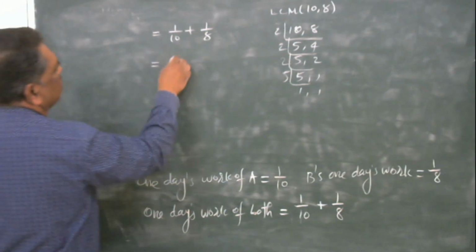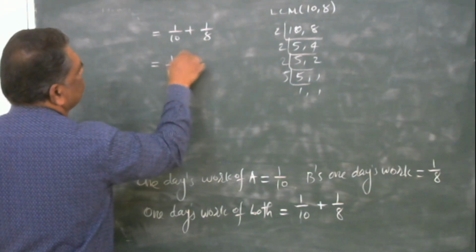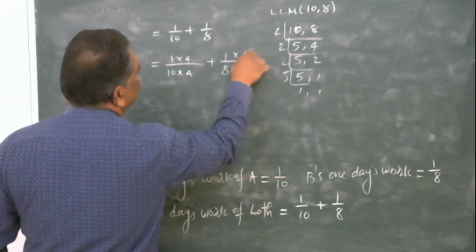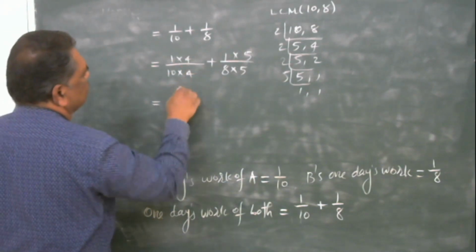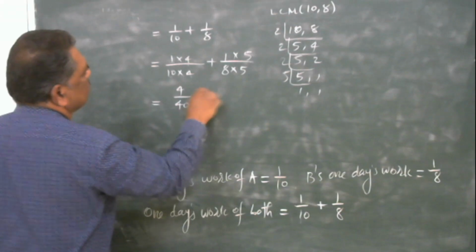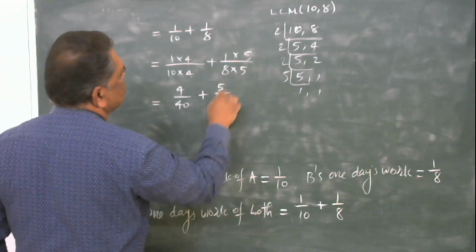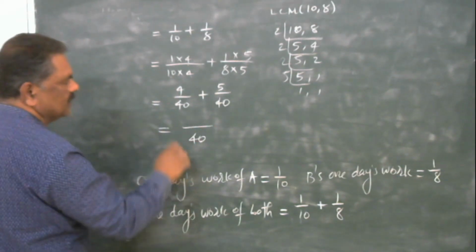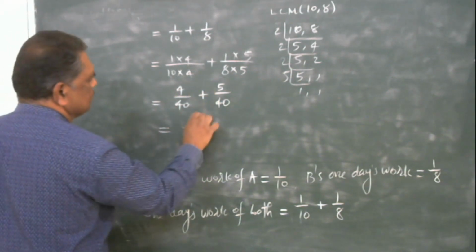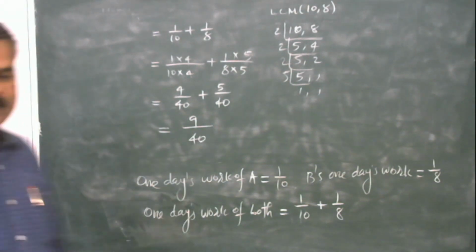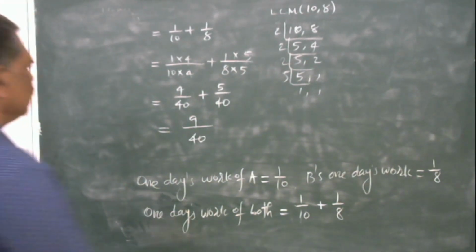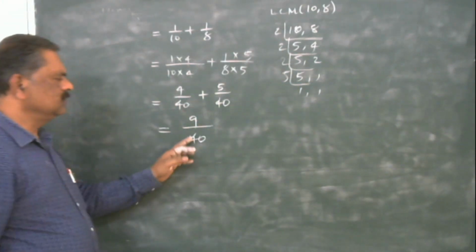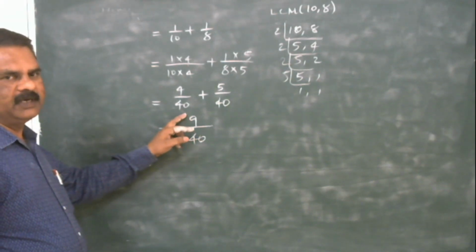So how do you bring 40? Equivalent fractions: multiplied by 4, 4, plus 1/8 equivalent fraction multiplied by 5, 5. So this is 1 4 is 4, 4 10s are 40, plus 1 5 is 5, 8 5s are 40. So if you add together, 40 is the common denominator. Okay, 4 plus 5, 9 by 40. So this is the 1 day's work of both. So out of 40, 9 of the work will be completed in 1 day.